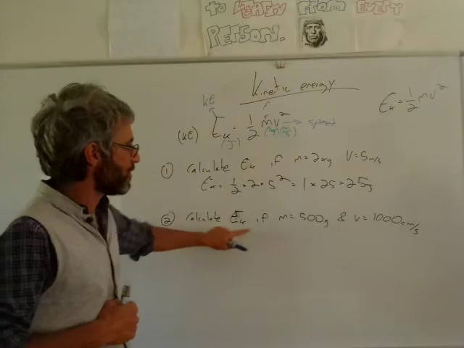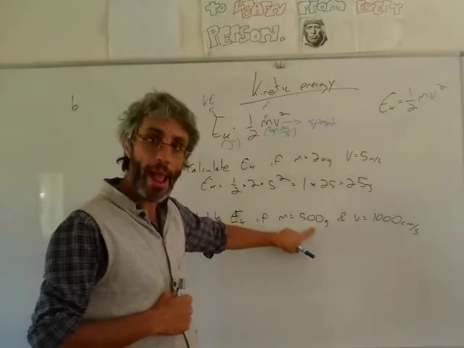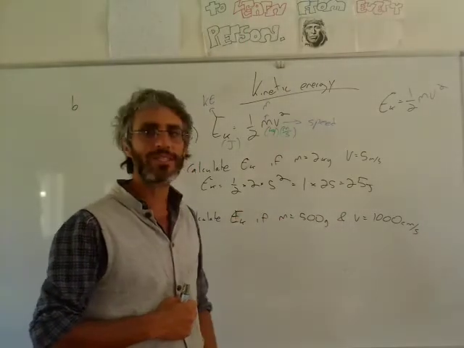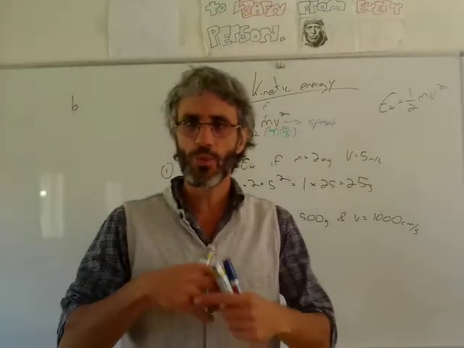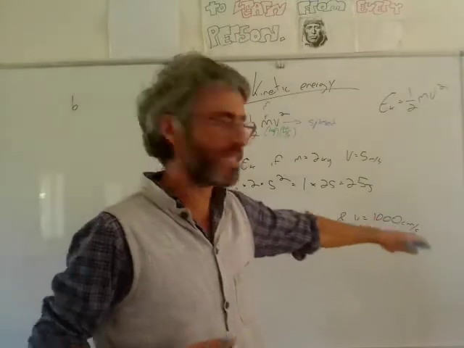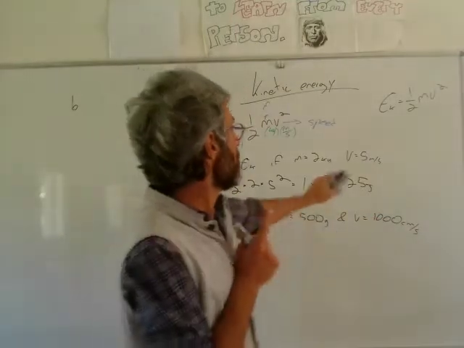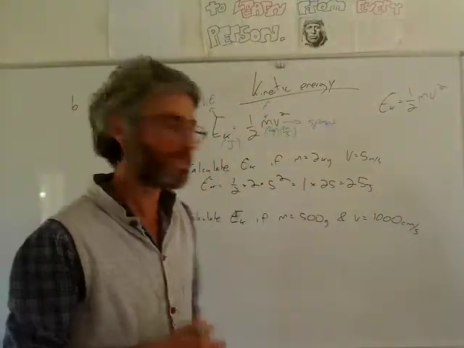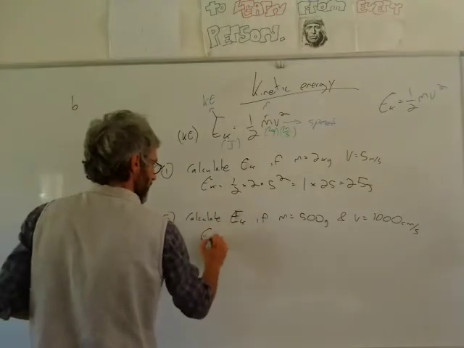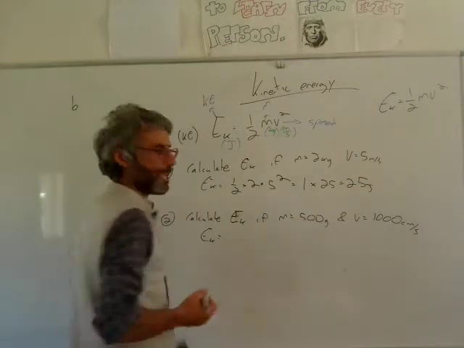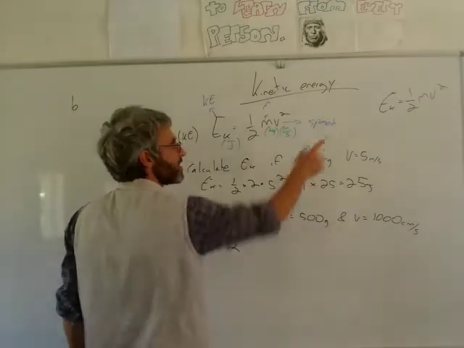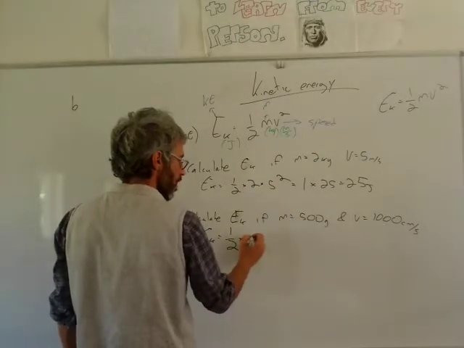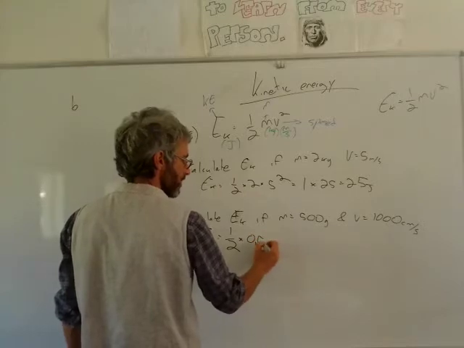Calculate the kinetic energy if the mass is 500 grams and the velocity is 1,000 centimeters per second. Now here we have to be a bit careful because we're working with different units. We have grams and centimeters per second, but we're told we have to work with kilograms and meters per second. So the kinetic energy will be equal, how many kilograms is 500 grams? 0.5, okay? But first of all, obviously I still have to write out half. So half times 0.5 kilogram.